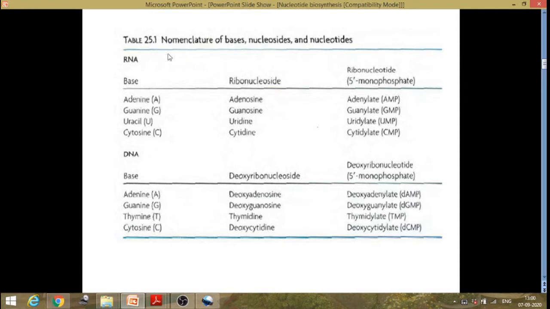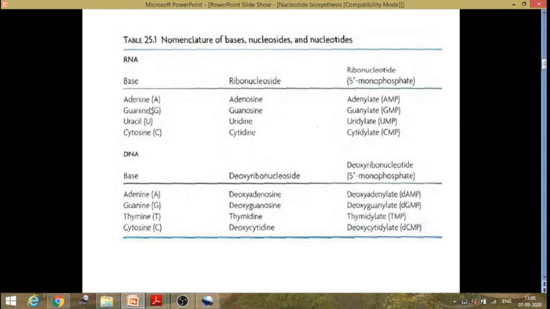This table shows the nomenclature of bases, nucleosides, and nucleotides. Adenine, guanine, uracil, and cytosine are the bases of RNA, and adenine, guanine, thymine, and cytosine are the bases of DNA. Nucleosides are bases attached to a ribose unit. When nucleosides are attached to a monophosphate, diphosphate, or triphosphate group, then these are called nucleotides.